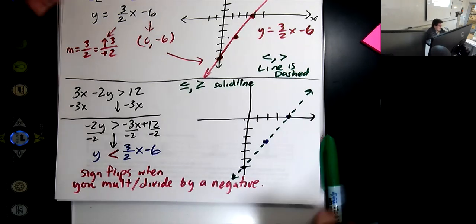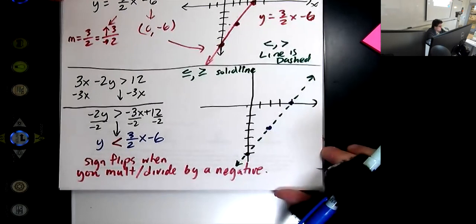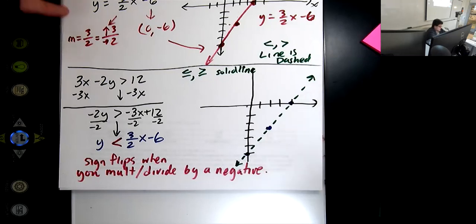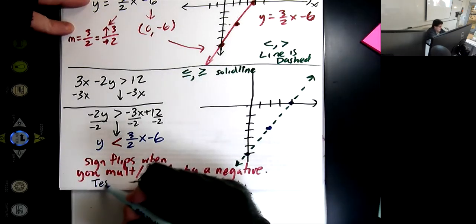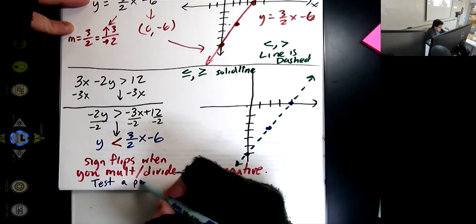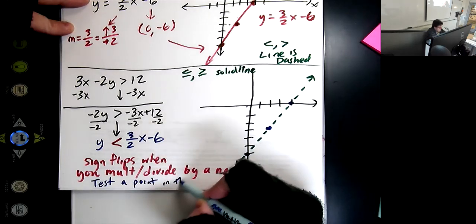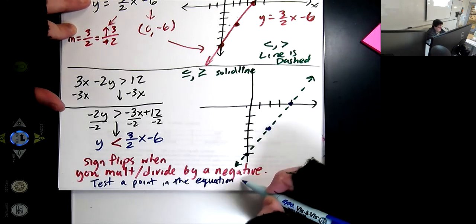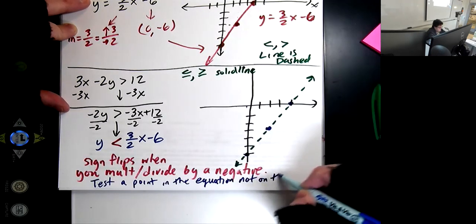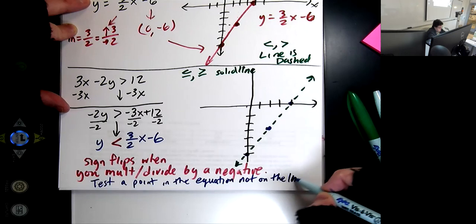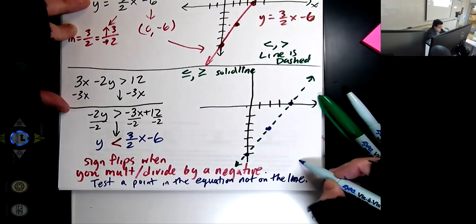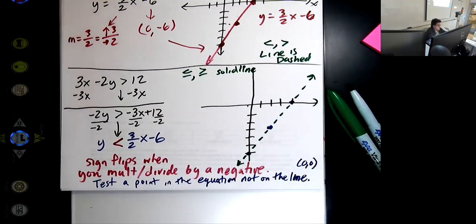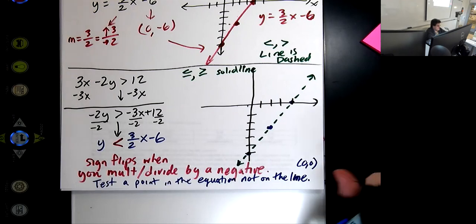Then, if you want to be absolutely 100% confident you know which way you're going, test a point in the equation that is not on the line. If (0, 0) is not on the line, it is the perfect point to test.